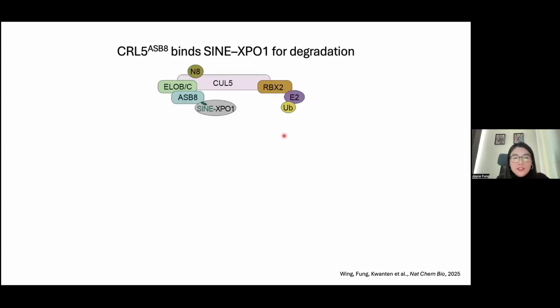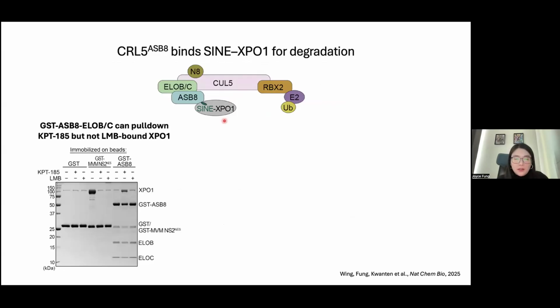Okay, so the first thing that we needed to do then is to make sure that this is indeed the architecture that binds SINE-Expo1. So Casey obtained a lot of these constructs from the Comab's lab. We have to thank them. They work on Cullin-5 and ASV9.